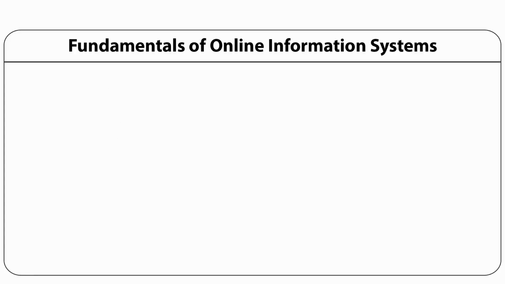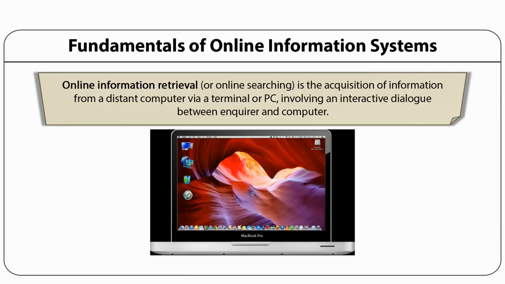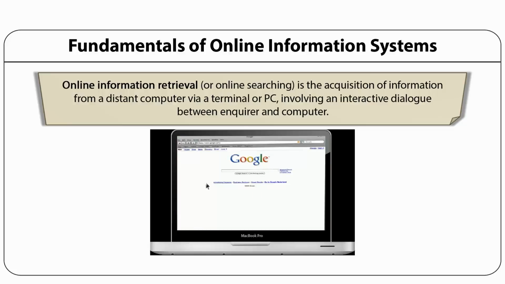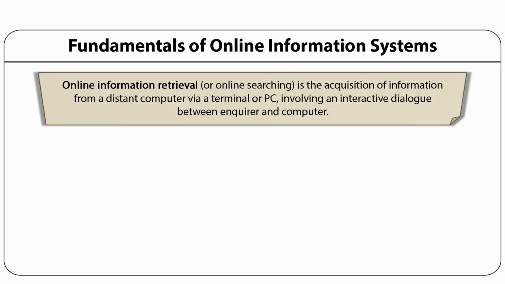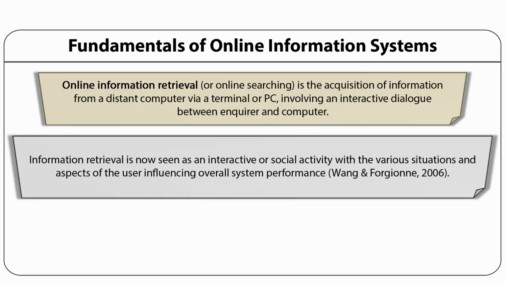Fundamentals of online information systems. Online information retrieval or online searching is the acquisition of information from a distant computer via a terminal or PC, involving an interactive dialogue between inquirer and computer. Information retrieval is now seen as an interactive or social activity, with the various situations and aspects of the user influencing overall system performance. A reference can be seen from Wang and Forgionne in 2006 in this regard.